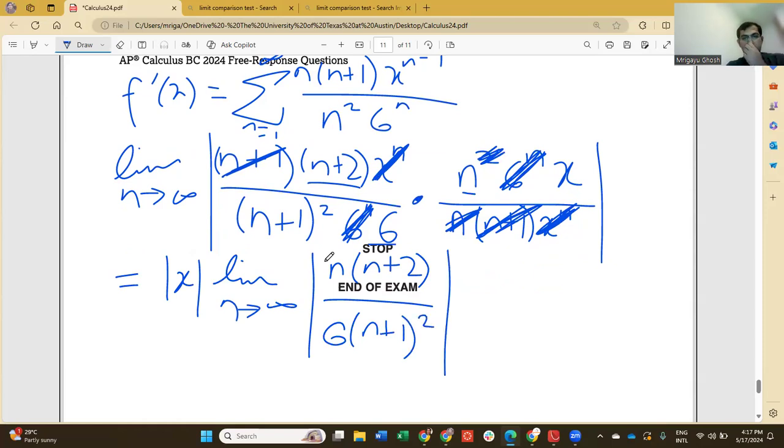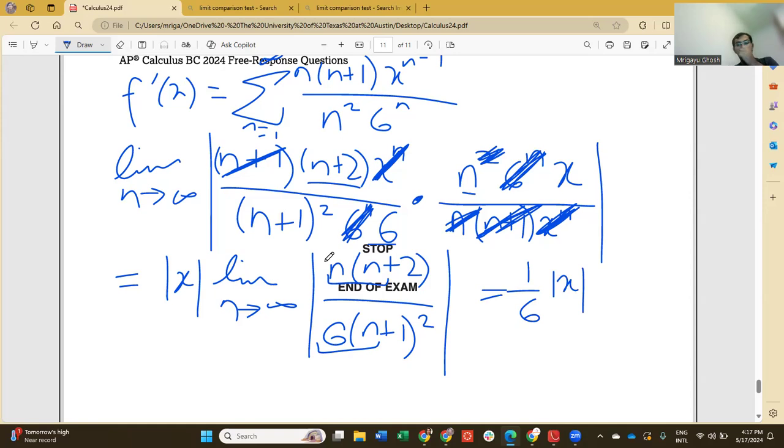Okay, and of course, as this approaches infinity, what happens? Well, we see that we have an n squared leading term here, and we have a 6n squared leading term here. So this limit is going to approach 1/6 as n approaches infinity. So that means we have 1/6 times the absolute value of x.